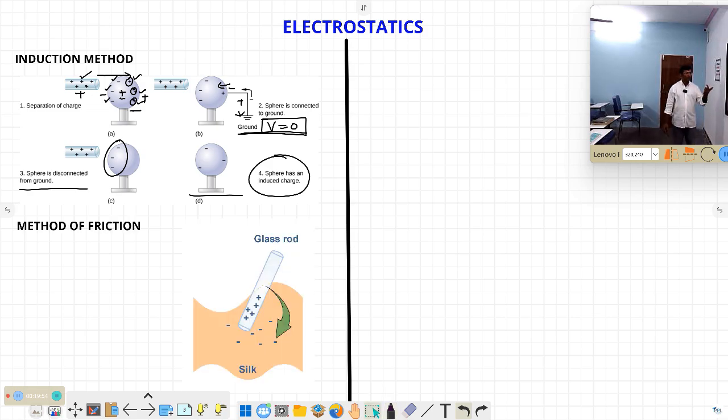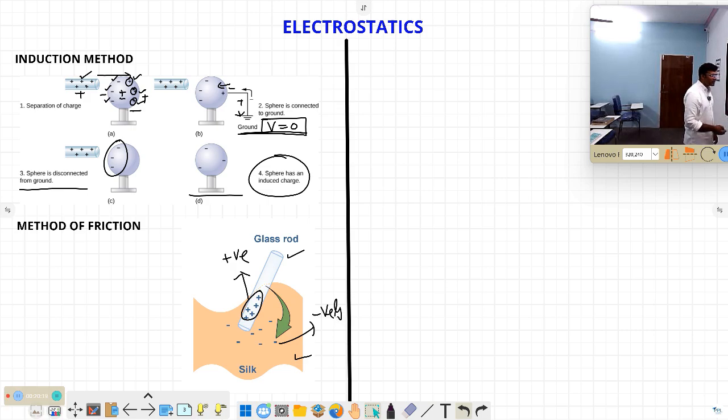In the method of friction, look at one example I have taken here: a glass rod and a silk cloth. Initially, the glass rod and silk cloth are neutral. When you rub the glass rod with the silk, the glass rod acts like a positively charged one. You can see the indication of the charges here. The silk cloth gains negative charge, becoming negatively charged.